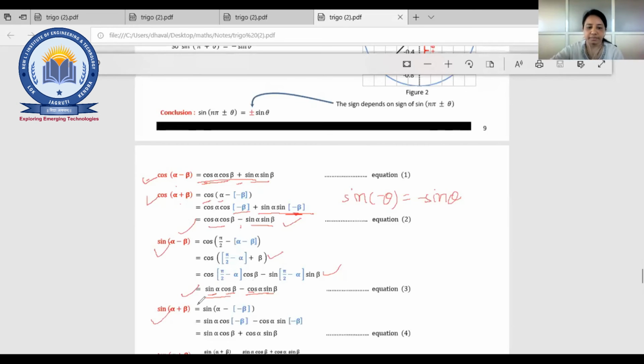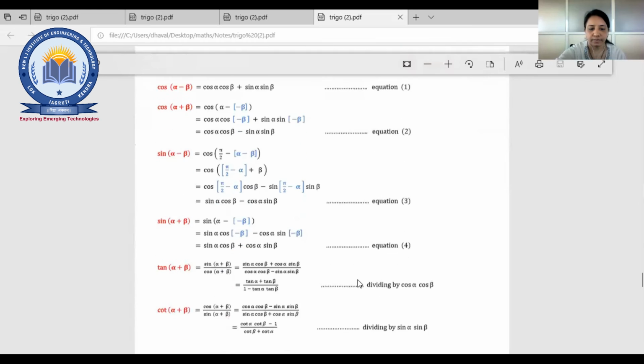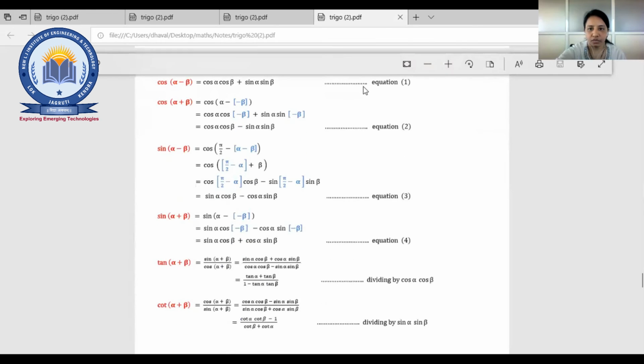Fine. So obviously you can go directly for this equation: sin alpha cos beta minus cos alpha sin beta. Same way for the plus sign: sin alpha cos beta, and here it will be plus. Okay. Now, is there any doubt in these 4 equations? Okay, fine. There is no doubt.